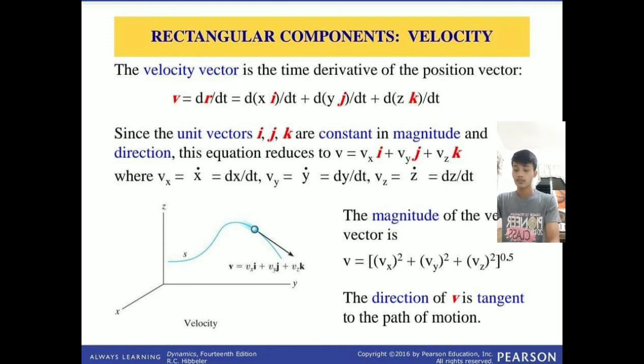The magnitude of the velocity is v = (vx² + vy² + vz²)^0.5. The direction of v is tangent to the path of the motion.